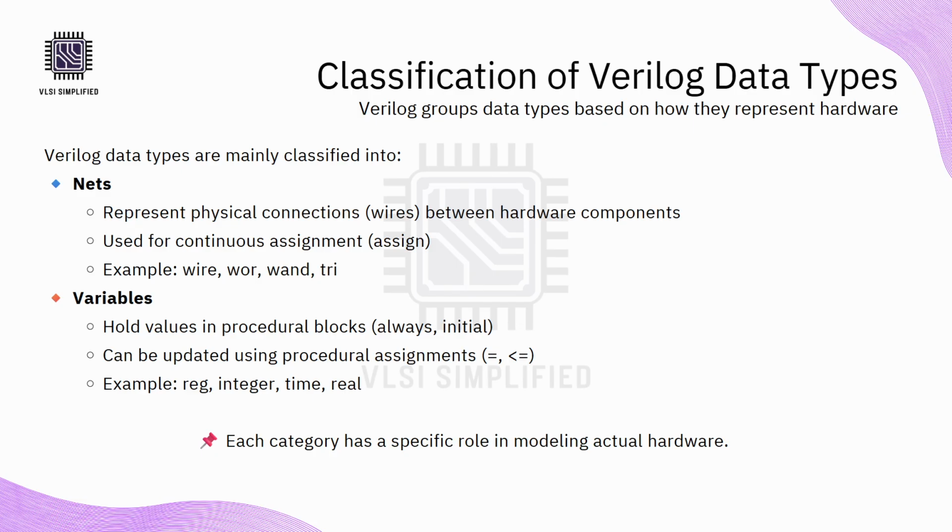Then we have variables. These are used inside the always or initial block, that is procedural code. So unlike nets, variables hold values and you can update them conditionally using non-blocking or blocking assignment statements. So depending on what you are modeling, a connection or a stored value, you will choose either a net or a variable. And now let's dig deeper into nets, starting from the most fundamental one, wire.